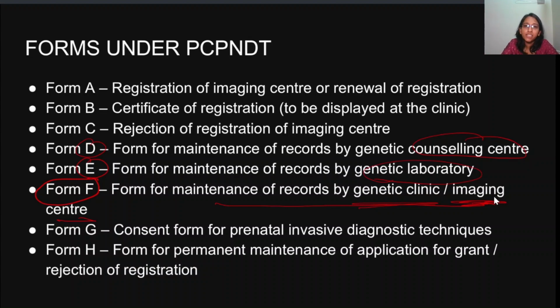Form G is the consent form for prenatal invasive diagnostic tests. Form H is the form for permanent maintenance of applications for grant or rejection of registration.